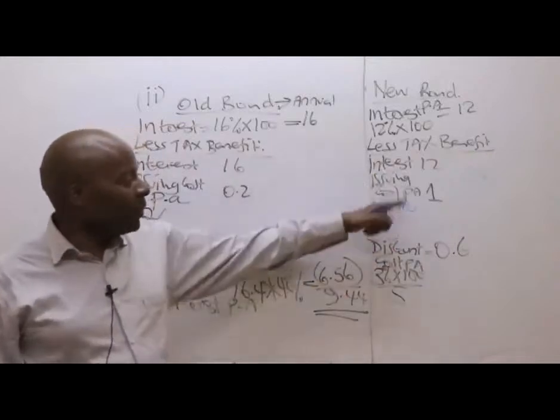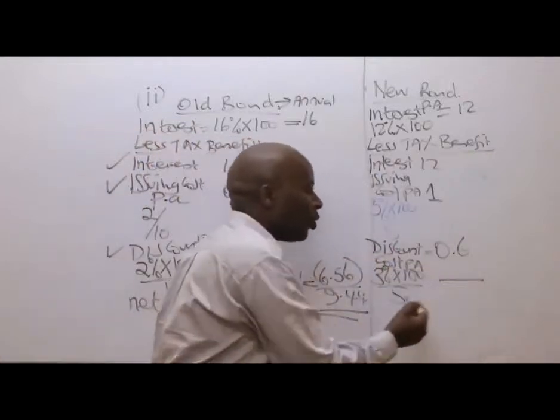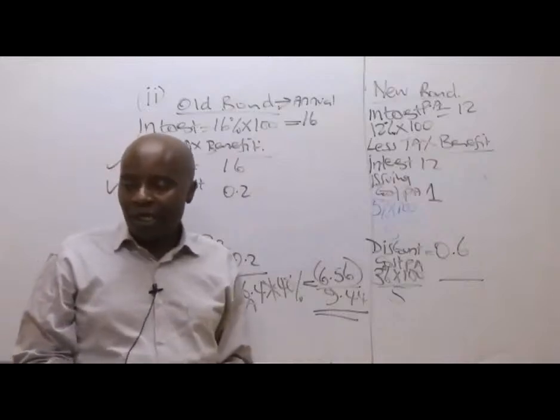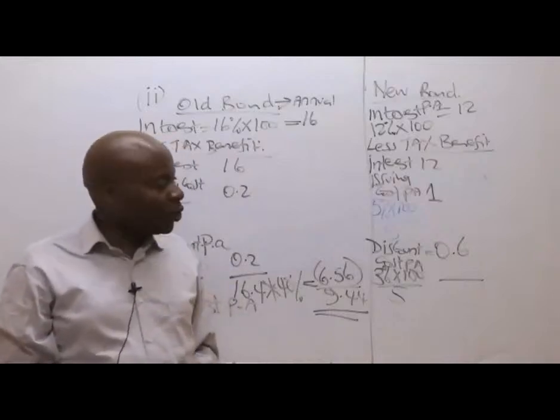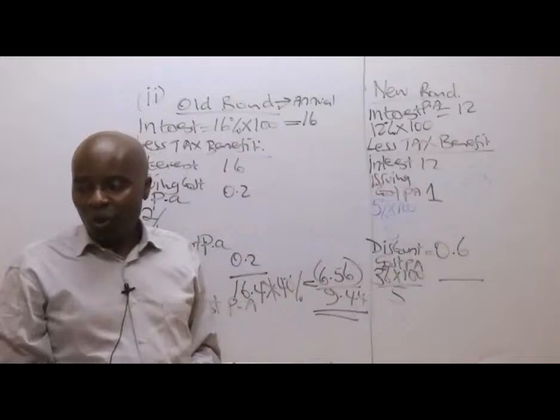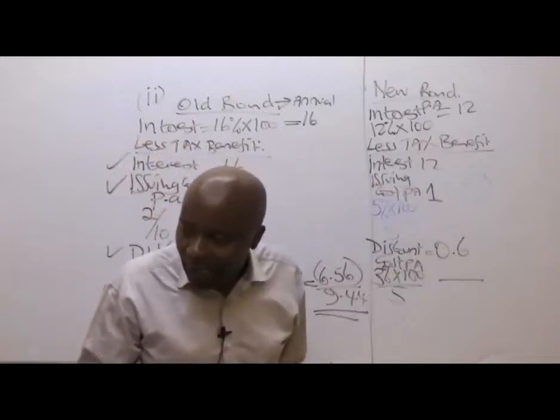So could you kindly come and add all of them? 12 plus 1 plus 0.6. What do we have at the end of the day? 12 plus 1 plus 0.6. 13.6. Thank you very much.